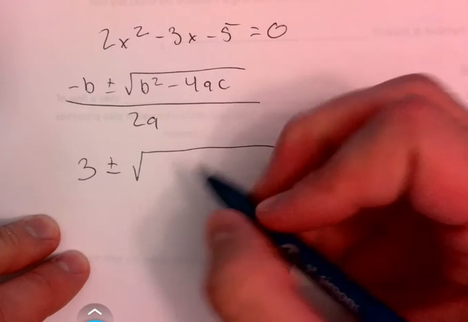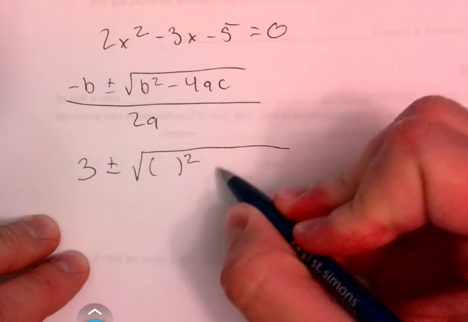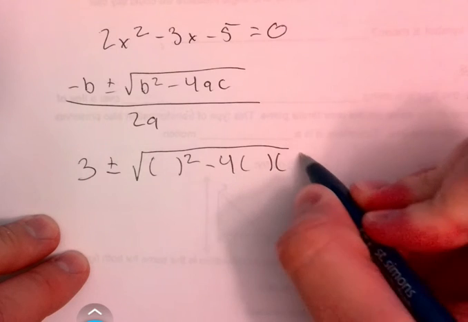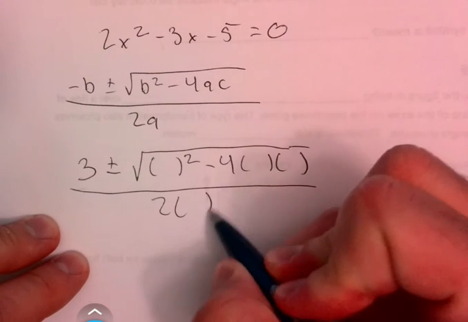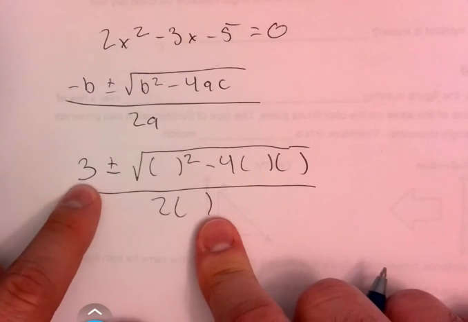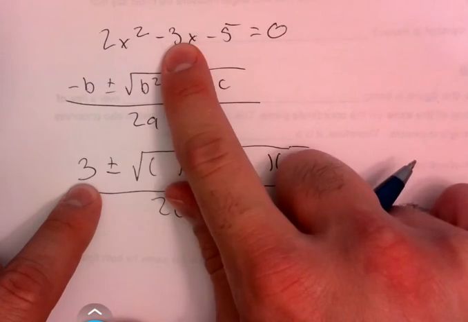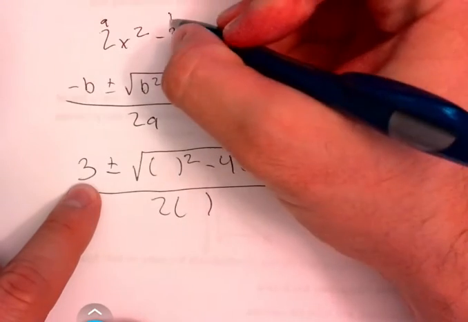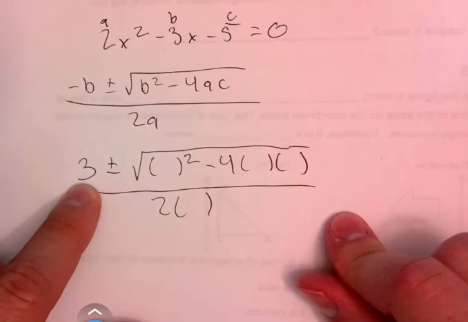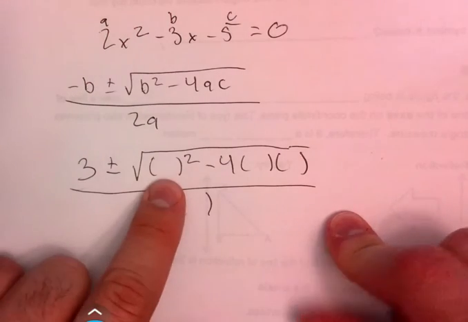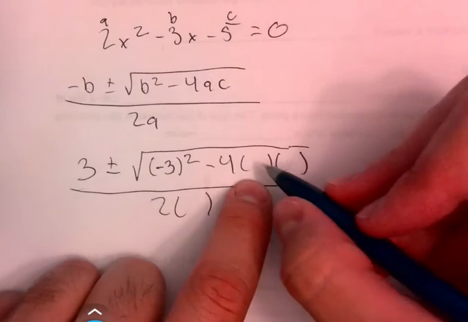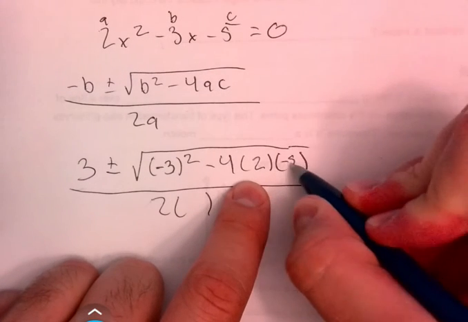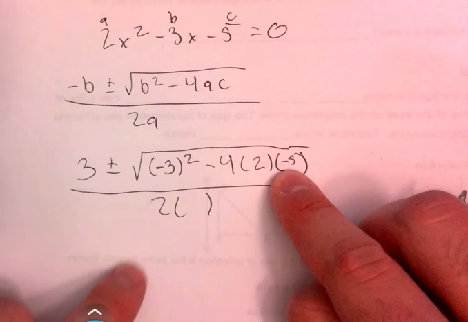So b squared minus 4ac, all over 2 times a. So I recommend just doing the opposite of b. So b is negative 3. Again, this is a, b, c. And then the rest I'm just going to plug in. So b squared, make sure you put parentheses around that, minus 4ac, make sure that's negative 5, all over 2 times a.